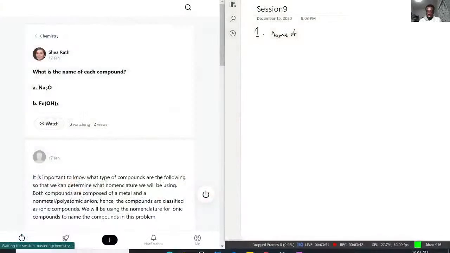With that being said, let's kick it off for today with question number 1, which is, what is the name of each compound? And let me just quickly switch my screen over. Alright, hopefully you can see me. And yes, we're starting with what is the name of each compound?